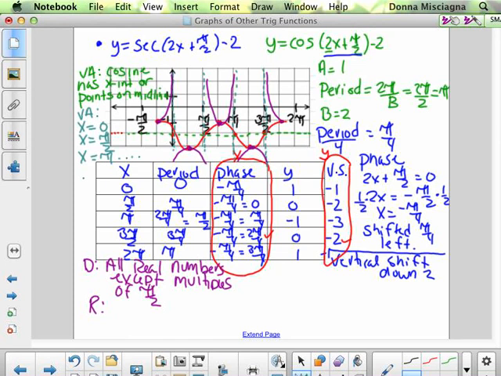So our range is -infinity, and then we stop at -3. And we do go through -3, so it gets a bracket. And then we pick up again at -1, and then we keep continuing.